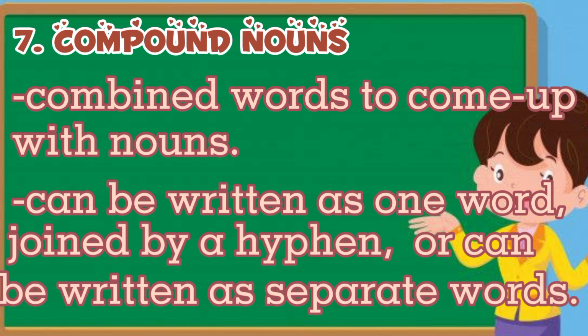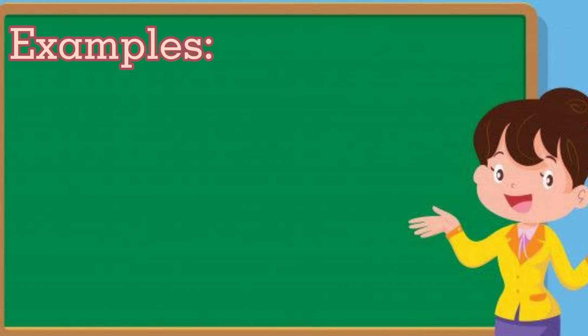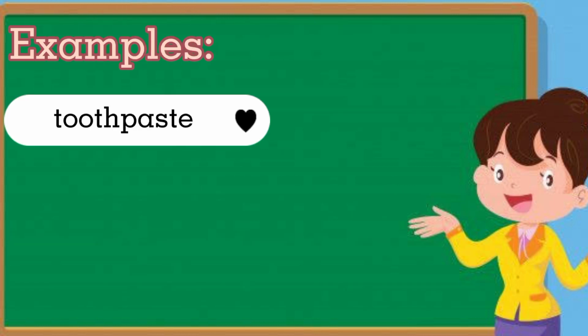Alright, for our second to the last type of noun that we are to cover today, let's have the compound nouns. These are combined words to come up with nouns. And be reminded that they can be written as one word, sometimes joined by a hyphen, or can be written as separate words. Examples, we have toothpaste.